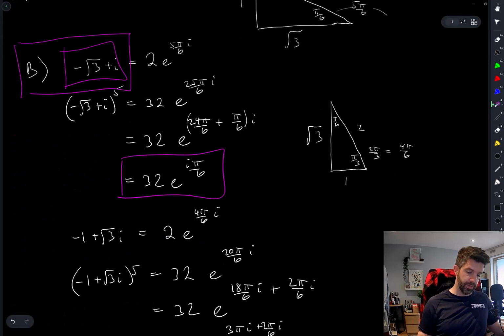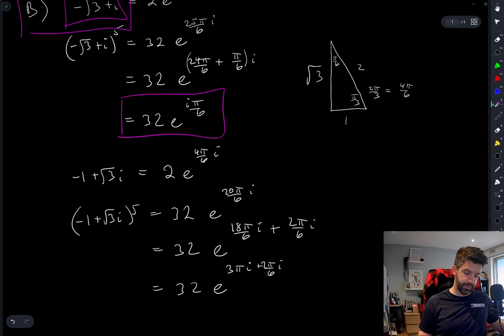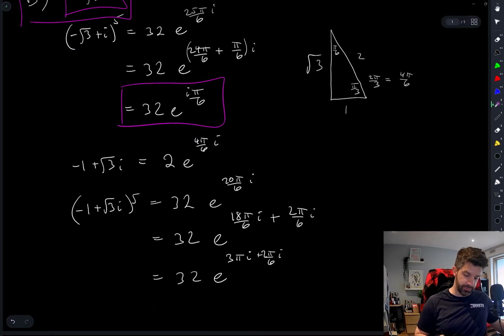And of course, you've got to be careful to get rid of multiples of 2 pi in these expressions. In this case, I reduced down to 3 pi, so you're way on the negative side of the x-axis. If I have a mistake in this one, I'll let you know.